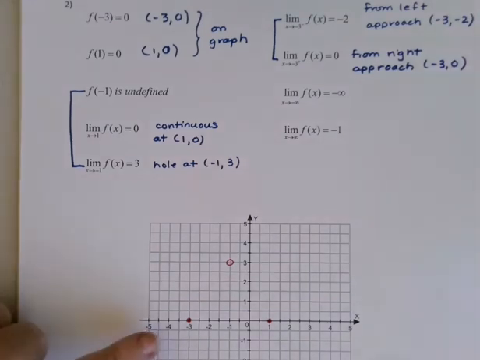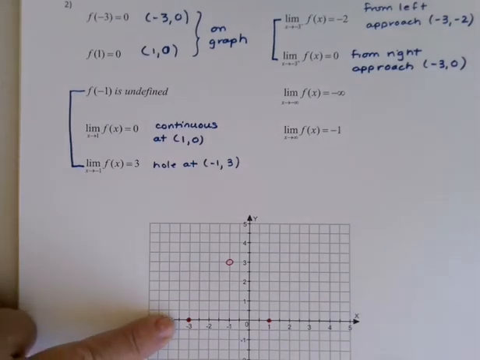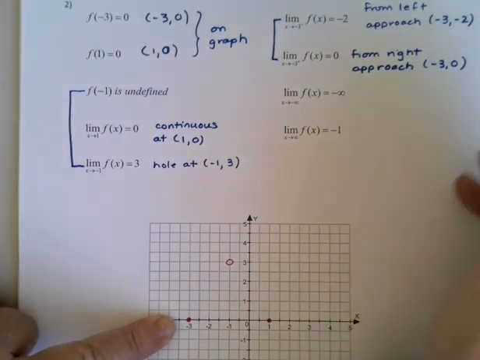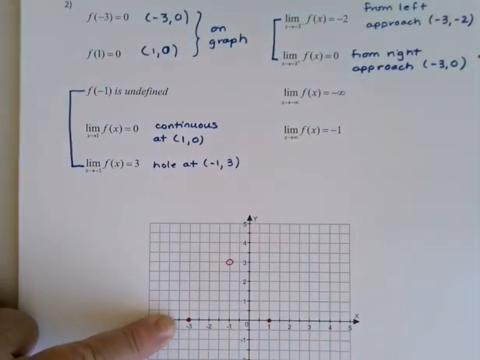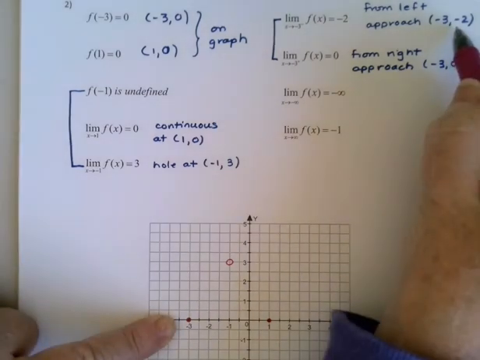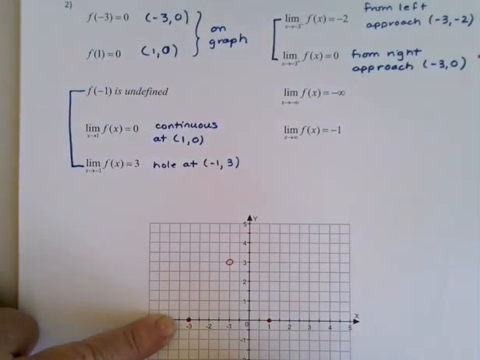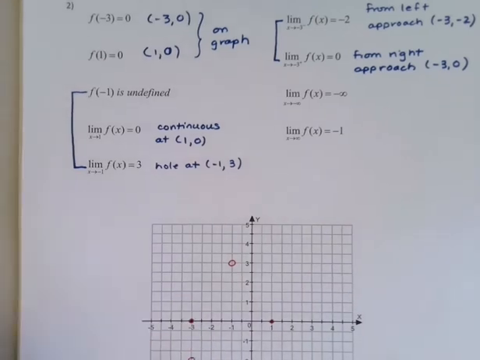Now, if you look at what's going on at negative 3, we already have a solid dot at negative 3, 0. That was an actual point on the graph. So as we approach negative 3, 0 from the right, we're going to approach that solid dot. From the left, we have to approach negative 3, negative 2 down here. And I can't have two solid dots, one above the other. That would violate the vertical line test. It wouldn't be a function anymore. So that one must be an open dot.